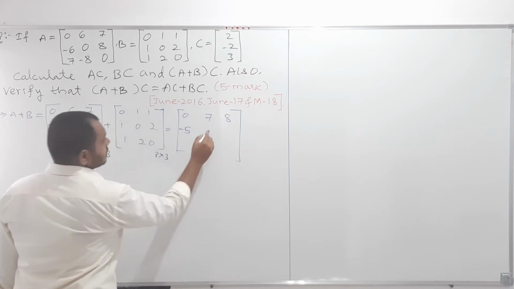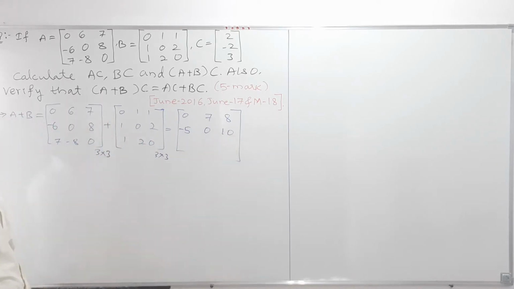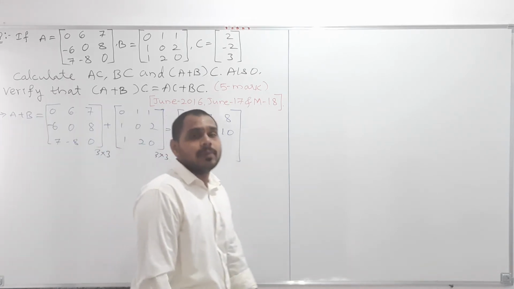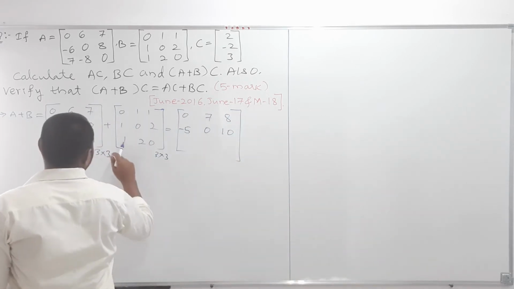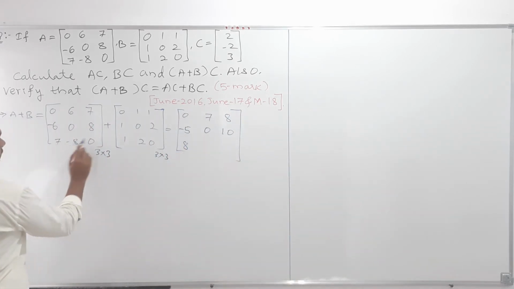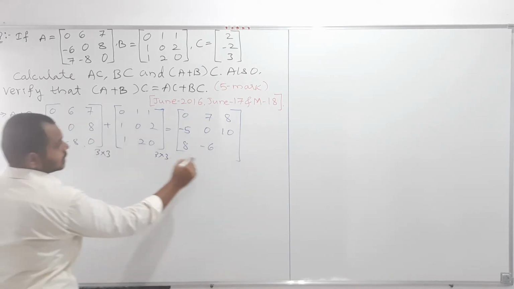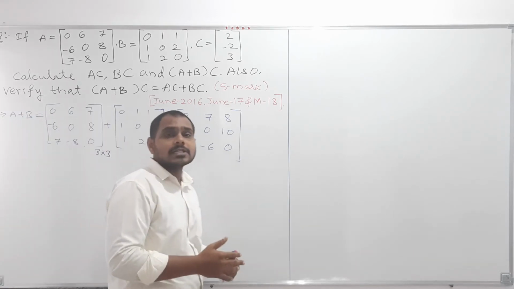0 plus 0 is 0. 8 plus 2 is 10. Clear? I hope you understood, because we already discussed how to add two matrices. And next one, friends, 7 plus 1 is 8. Minus 8 plus 2 is minus 6. 0 plus 0 is 0. I hope you understood. This is your required A plus B value.